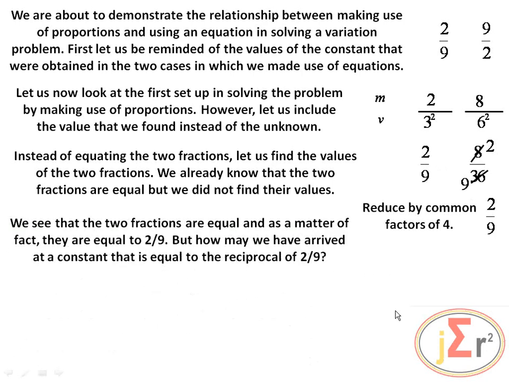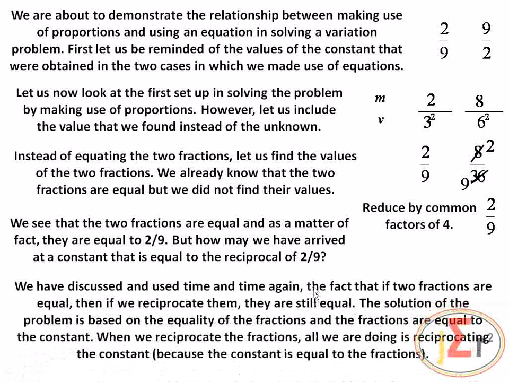We see that the two fractions are equal, and as a matter of fact, they are equal to 2 over 9. But how may we have arrived at a constant that is equal to the reciprocal of 2 over 9? We can go very quickly past this 2 over 9, because we know 2 over 9 was the original value of the constant. How could we arrive at a constant that is equal to the reciprocal of 2 over 9?